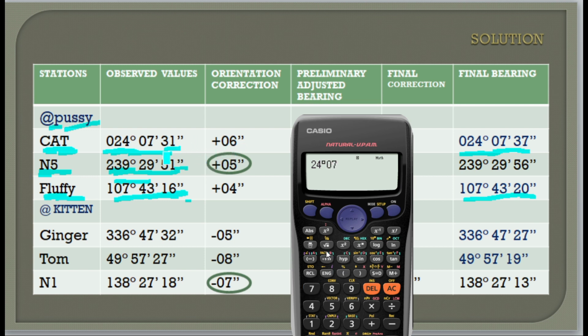So here we needed to add 0.6 seconds. On our last portions, that is where most of the correction is applied. So here we are supposed to add 6 seconds to the data that we have here, 24 degrees 07 31. With that correction of 6 seconds, we'll get our final bearings. Then the same is done from the pussy to the fluffy. Here we have 107, 43, 16, and here the final bearing was 107, 43, 20.